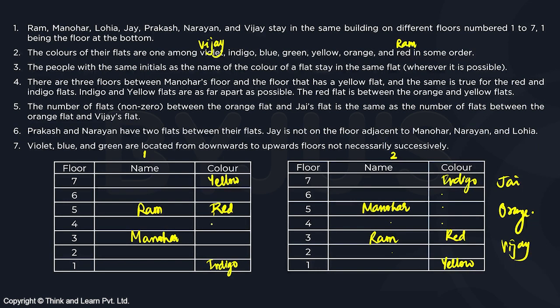We can have orange colored flat on the fourth floor, and we can have orange colored flat on the sixth floor. No, not possible. The way orange color flat cannot be on the second floor, we cannot have at the second last. So the only place where orange color flat can go is floor number 4, right?